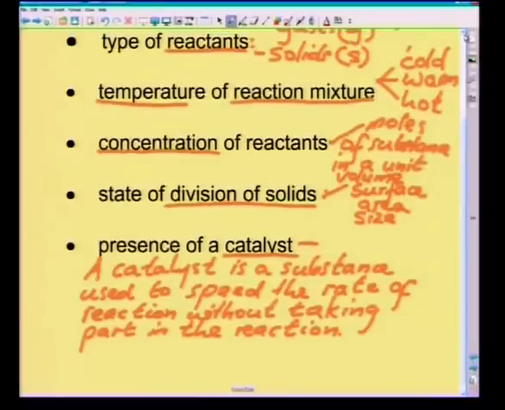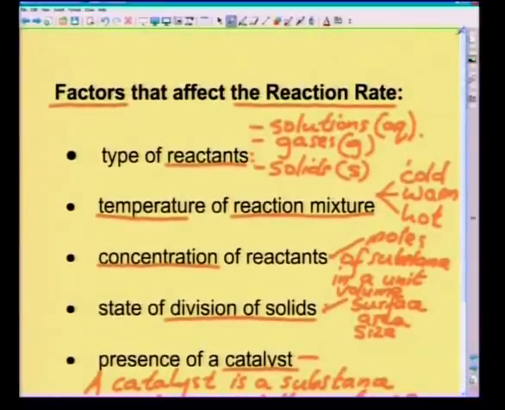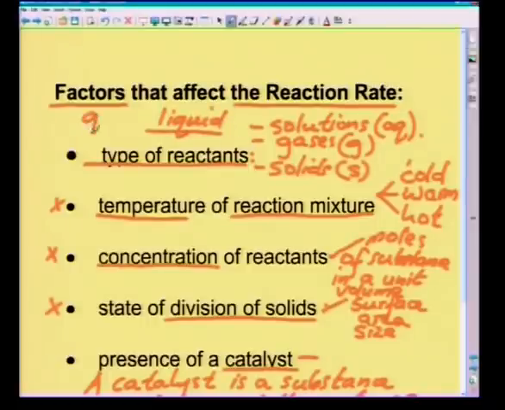All right? Now, let's go back again. I want to start to try and unpack this, especially temperature, concentration, and the state of division. With the type of reacting substances, you would know that if you have things in liquid state reacting with maybe gases, these gases can dissolve in the liquid maybe quicker than when you have a solid reacting with a gas, which might occur at a very, very slow pace. So this is what it is saying here with the type of reactants.